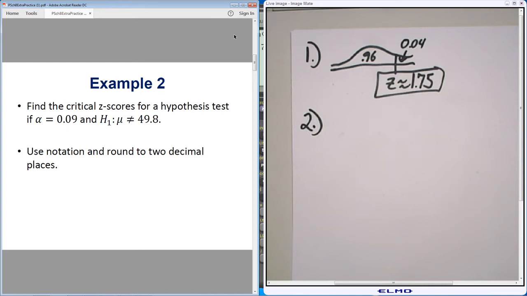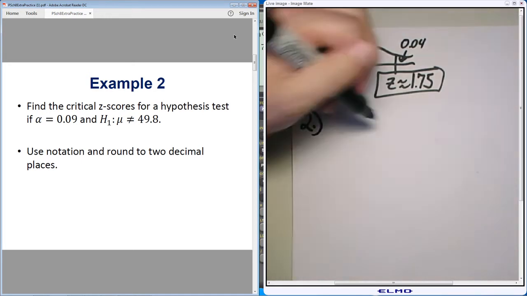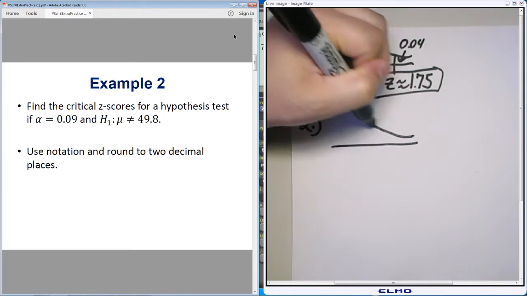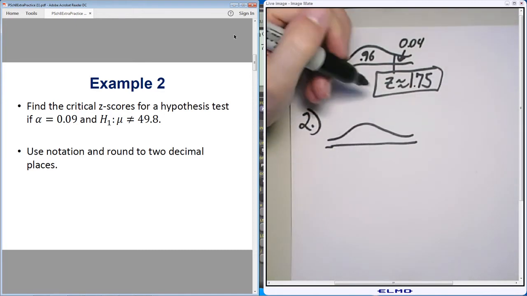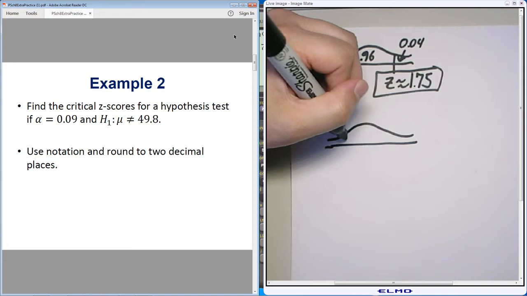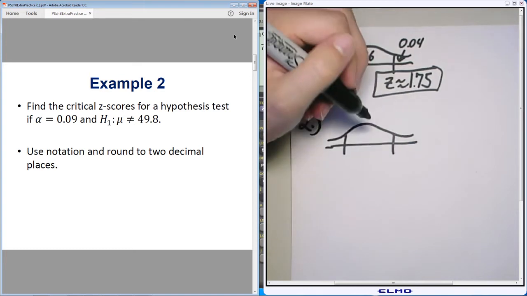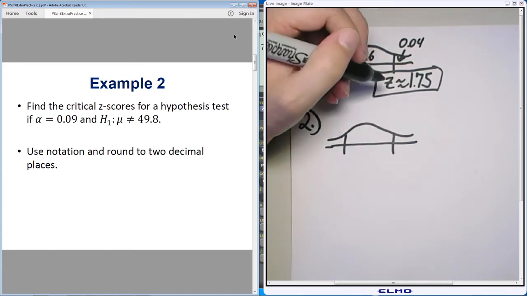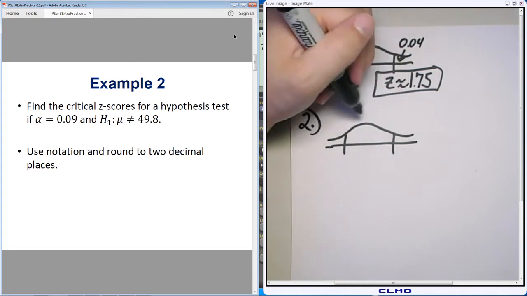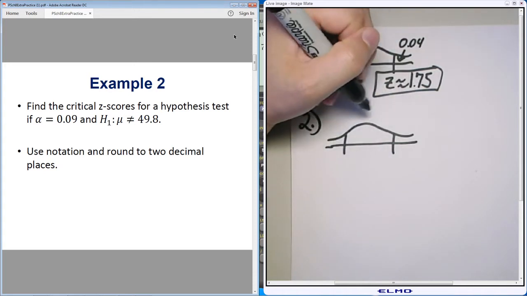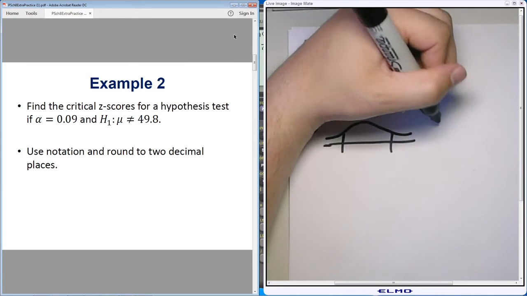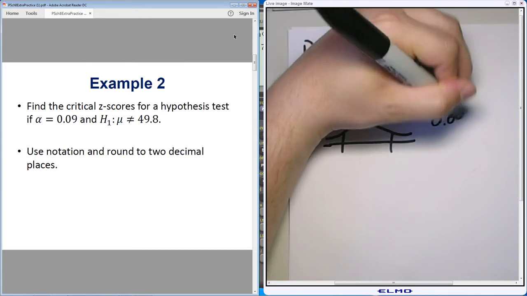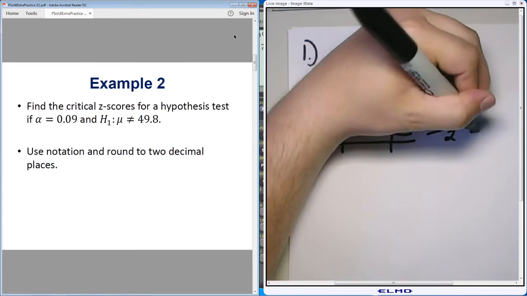Number 2, find the critical z-scores for a hypothesis test if alpha is 0.09 and h sub 1 reads that mu is not equal to 49.8. Again, this is a standard normal distribution because it's z-scores, and there will be 2. The not equal to means this is a two-tailed test. In both tails combined, I'll have 0.09, so I have 0.09 divided by 2 in each tail.